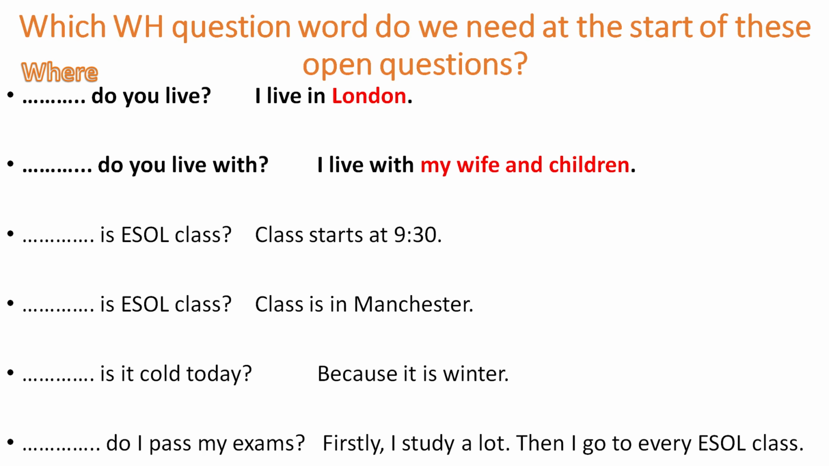"Who do you live with?" "I live with my wife and children." My wife and children are people, so we need the WH question word that means people, which is who. So the correct answer is, who do you live with?